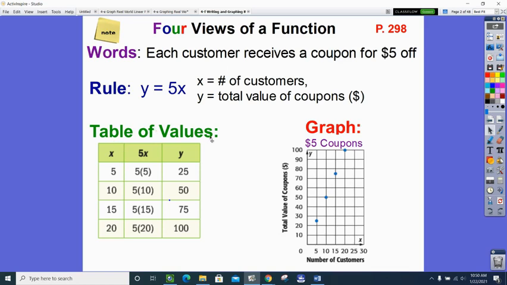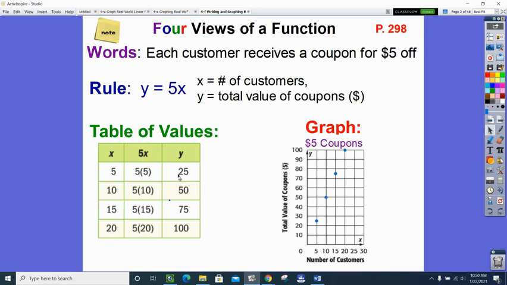I'm going to create a table. We've done this a lot. Now notice I'm not using the negatives, because it doesn't make sense to have negative customers or negative dollars. So you should be happy. Yay! Don't have negative values here. And notice I'm not necessarily going by ones, because I'm not just going to hand out four coupons. So I'm going by fives just to make it more realistic. And then as I put 5 in, 5 times 5 is 25, right up to 5 times 20 is 100.